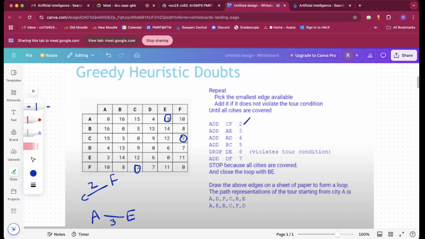Once we have done that, what is the next least cost edge? That would be this one, which is from A to D or D to A. So we will add that. After that we have the next least cost edge, which is 5, from B to C. So we will add that.